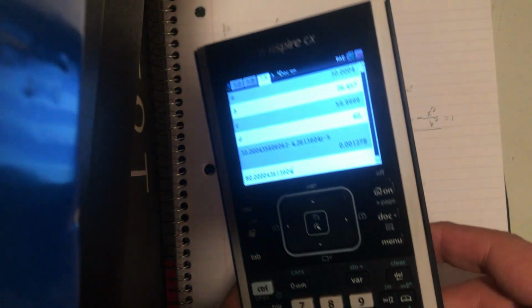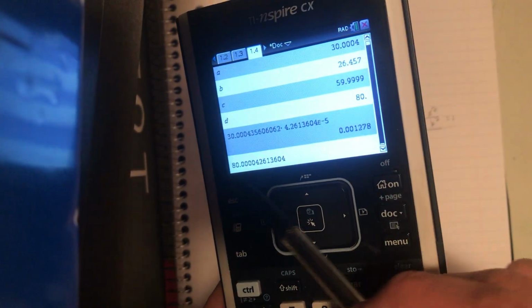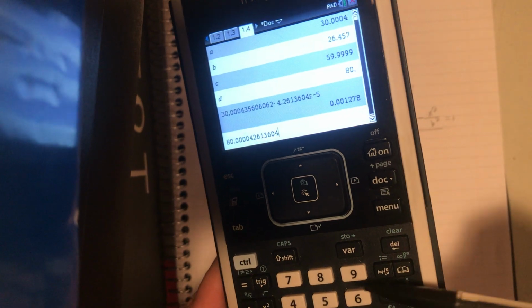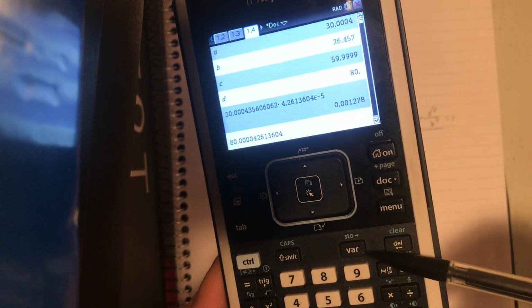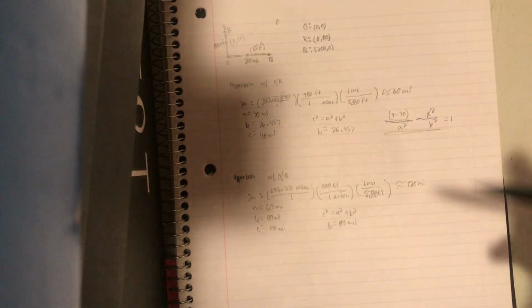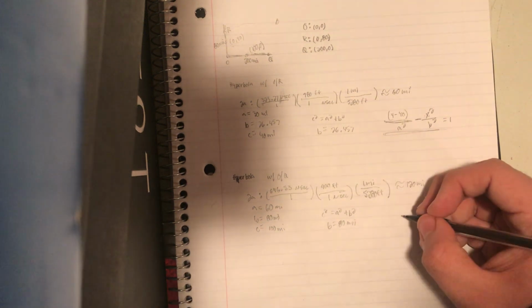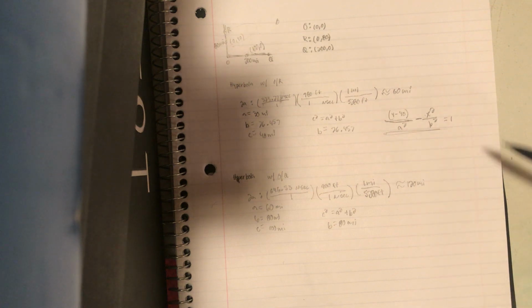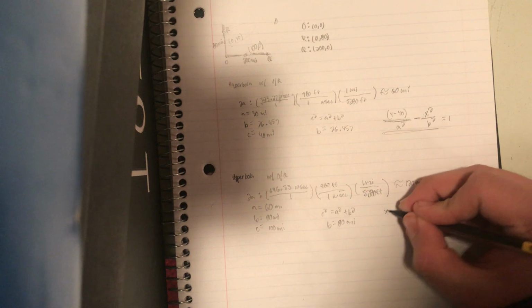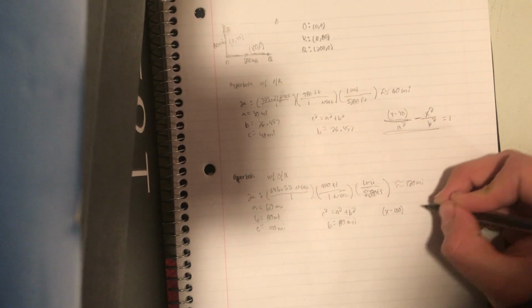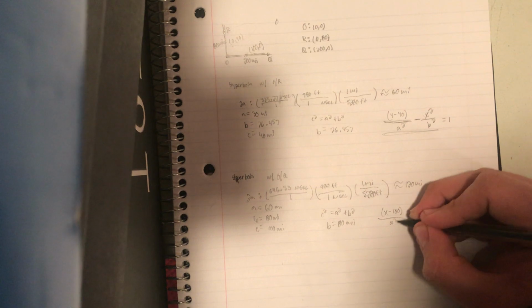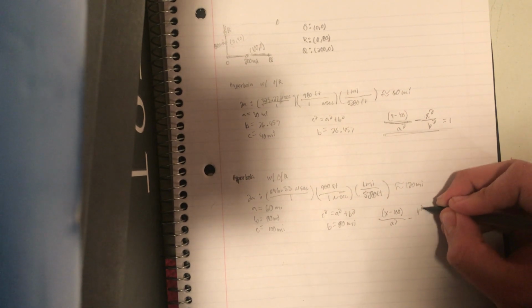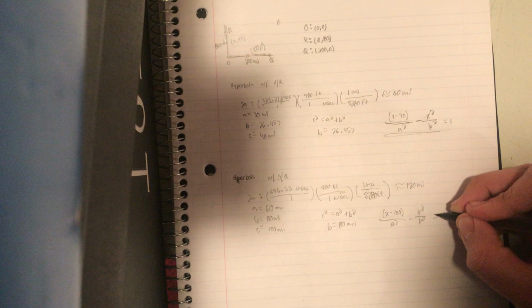To be precise, this is what the decimal looks like. But if you store the value with Ctrl+VAR, you'll get around that number. For this hyperbola, the hyperbola will be facing north to south. This one faces east to west. So it will be (x minus 100) squared over a squared minus y squared over b squared.